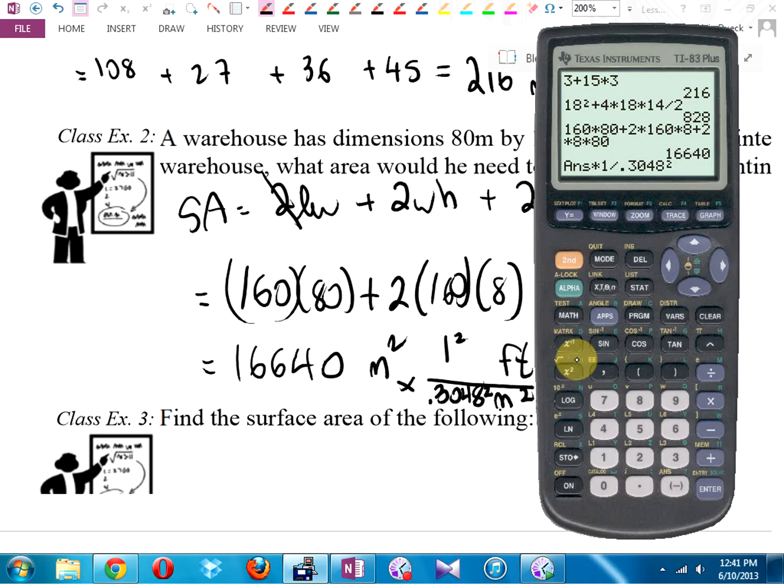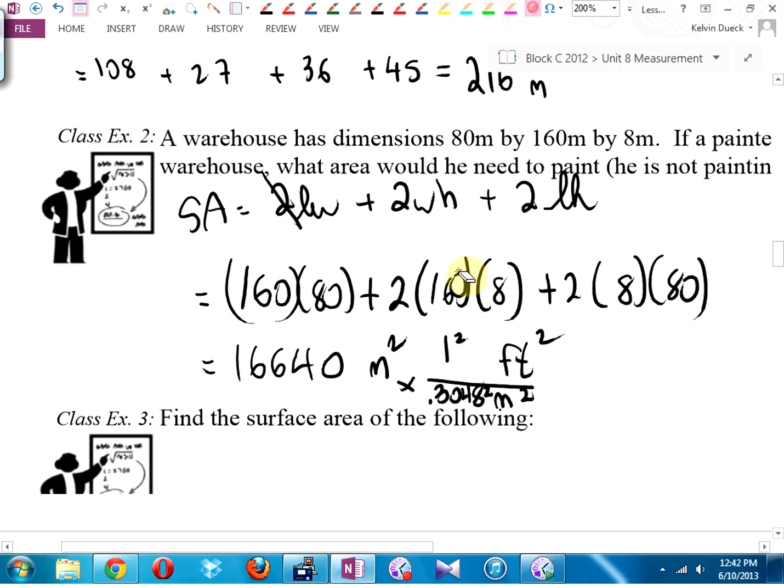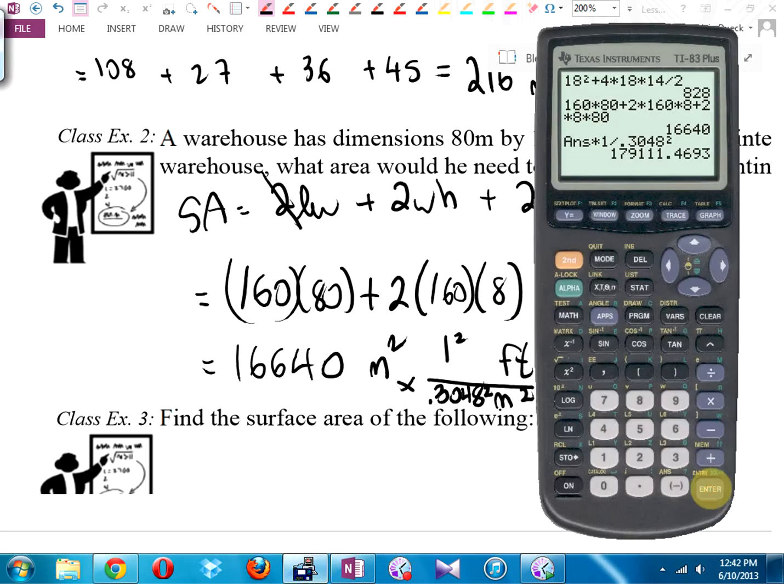What number? There's a bunch of 2's. 160. One right here. This right here, that's a 160 as well. Do you all get 179,111 square feet? Yes. I'm just going to write 179,000.